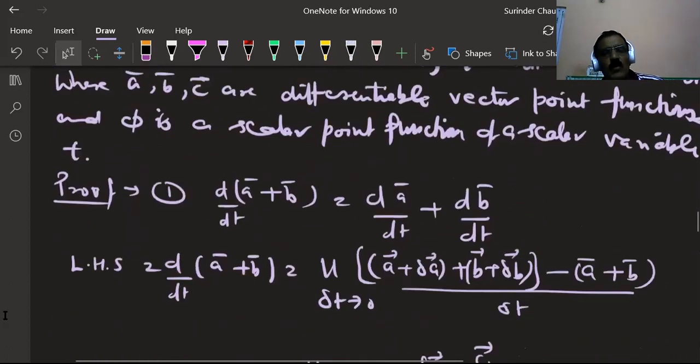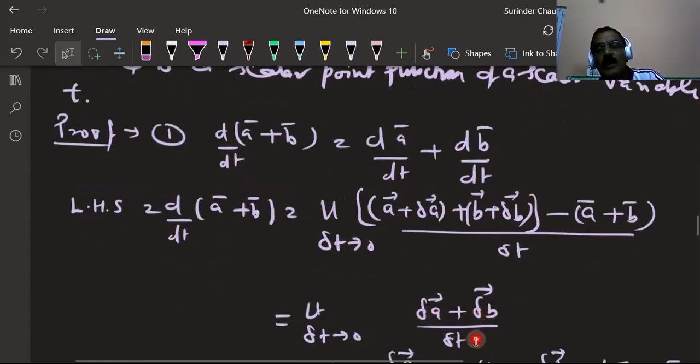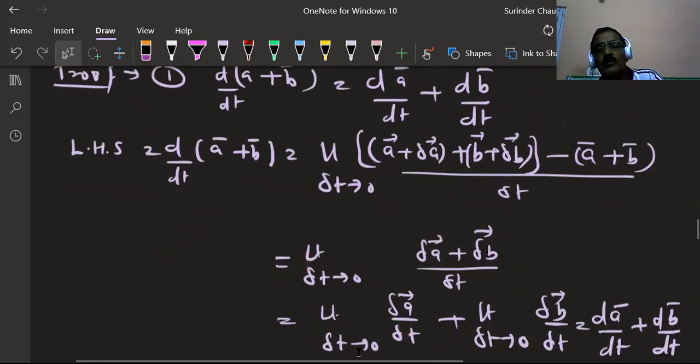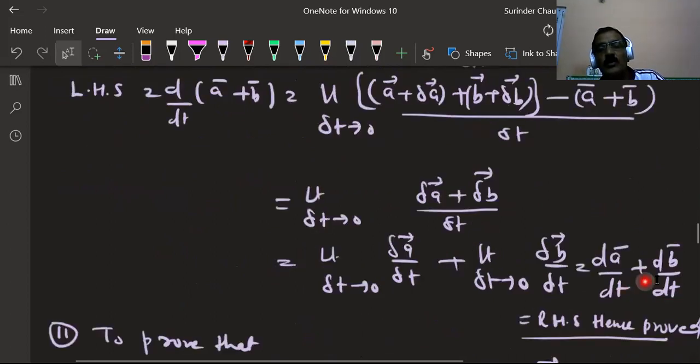Now we have to prove these results. Take the left-hand side: the derivative of A vector plus B vector is equal to the derivative of the first vector plus the derivative of the B vector. Using the definition, limit delta t tends to 0 of A(t plus delta t) plus B(t plus delta t) minus A(t) minus B(t), divided by delta t. After simplification and separating the terms, the first gives dA/dt and the second gives dB/dt. That is equal to the limit of delta A upon delta t plus the limit of delta B upon delta t, which equals dA/dt plus dB/dt.